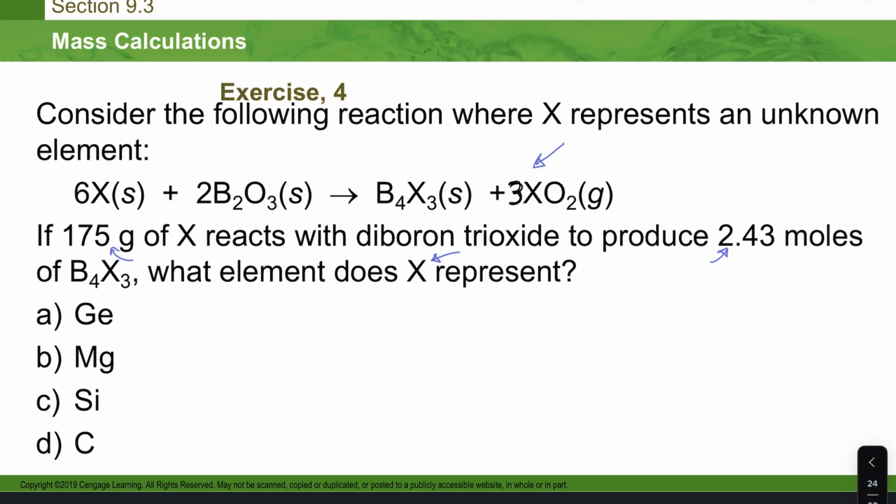So if we know how many moles of B4X3 can be made, and we know the mole ratio of one molecule to another, we can figure out the number of moles of X that were used, and we can divide the grams by the number of moles that we have. So what we'll do is start with the number of moles. That'll be 2.43 moles of B4X3.